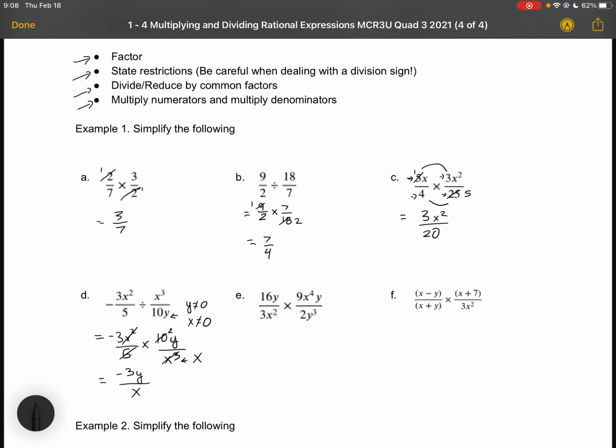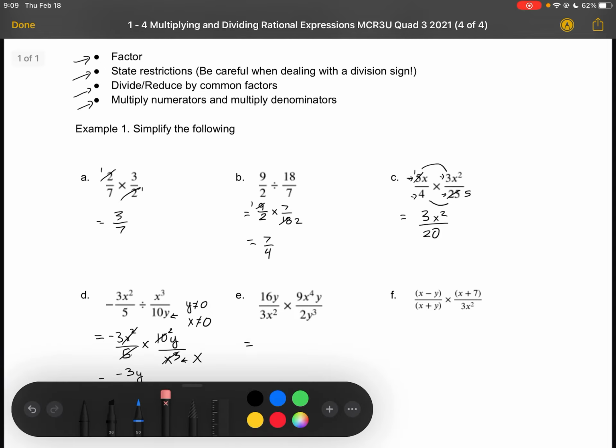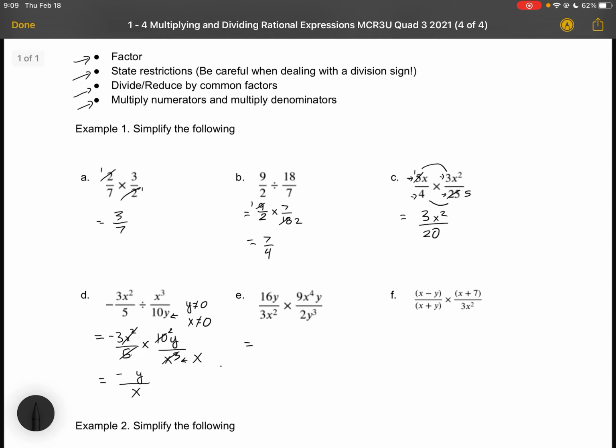Looking at our next example here, I've got a multiplication. I'm going to check and see if I can factor. I can't because I only have monomials. Then I'm going to state my restrictions. So let's get started. Oh, let's go back here for a minute. I think I had a 2 here when I reduced. So this should be minus 6y over x for example D.